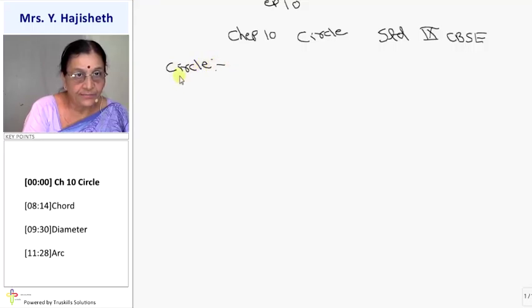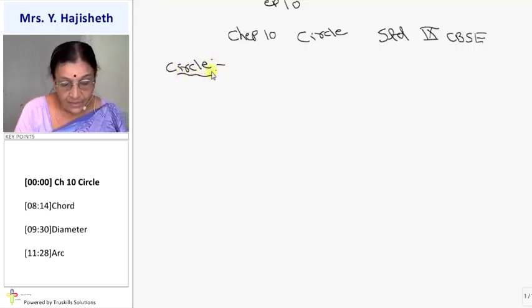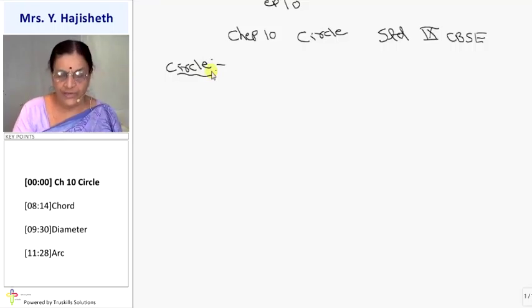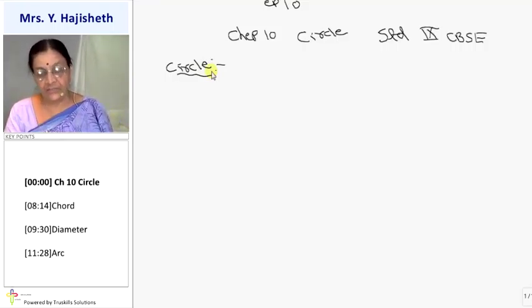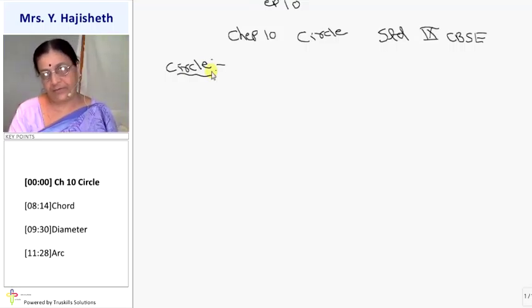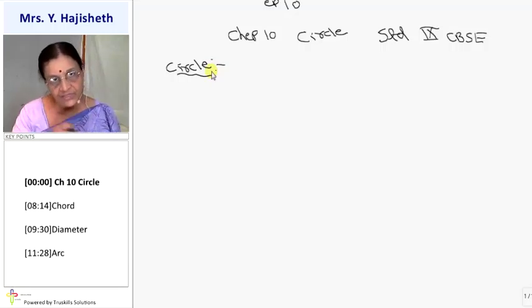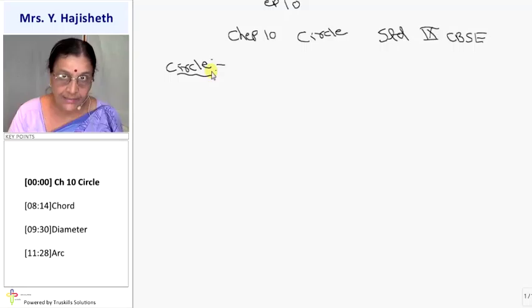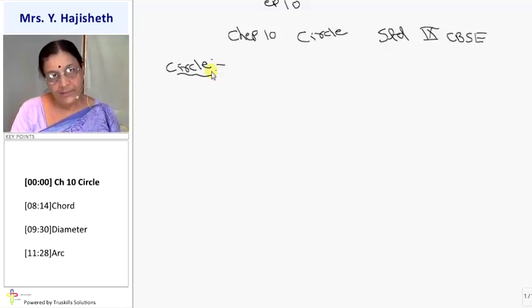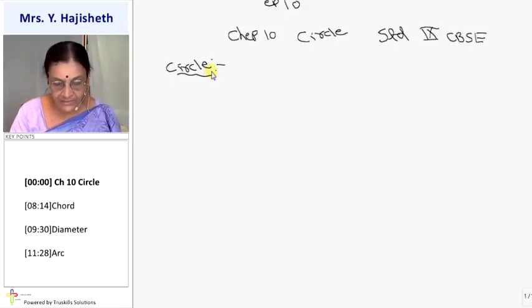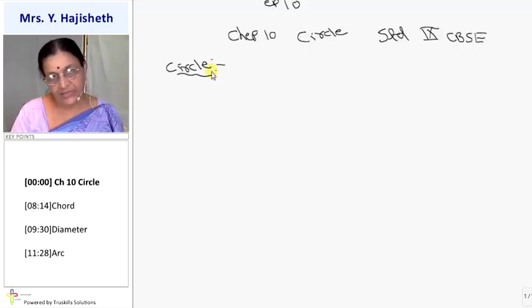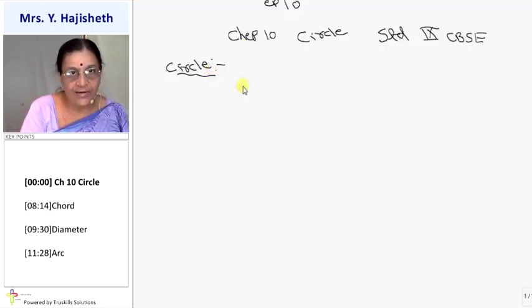Circle is the collection of all points in a plane which are at a fixed distance from a fixed point. The fixed point is called the center of the circle and the fixed distance is called the radius of the circle. Okay? So now I write the definition of circle.